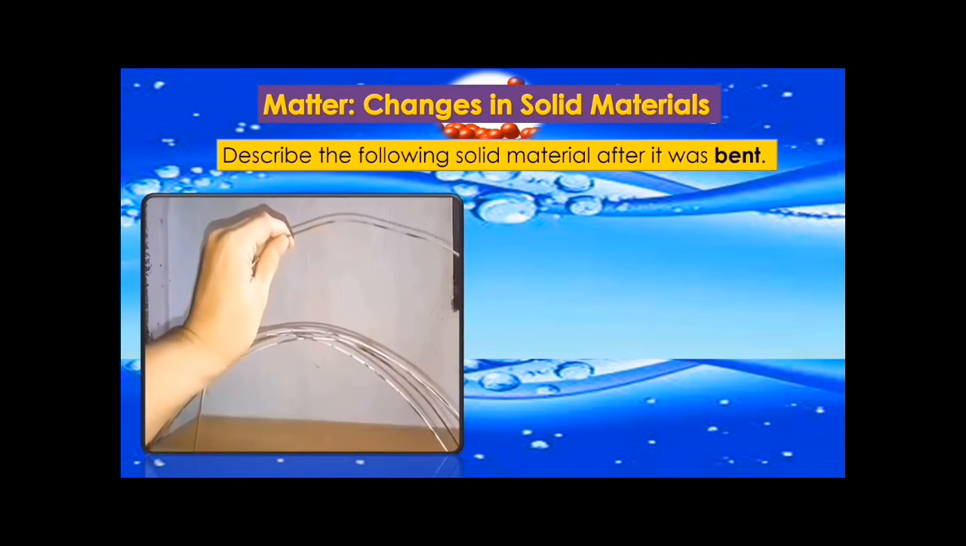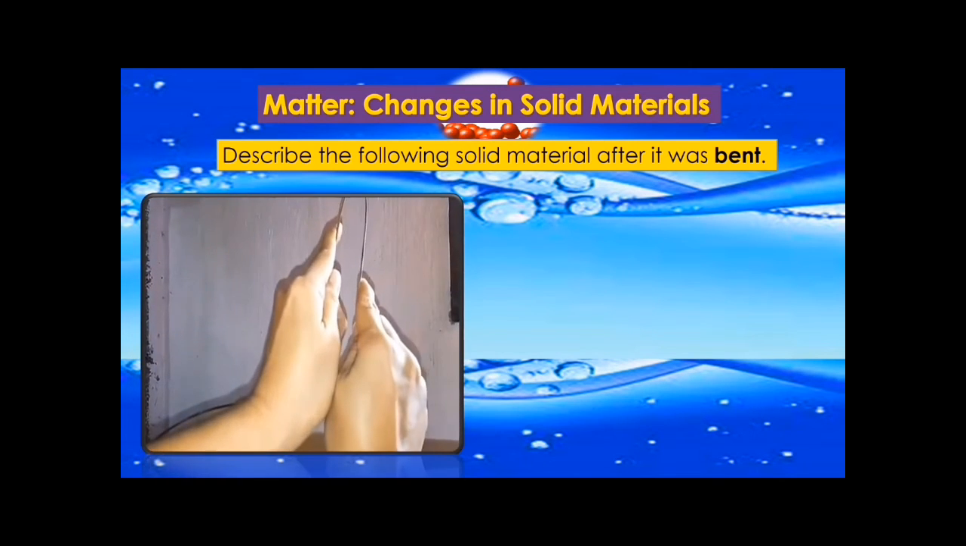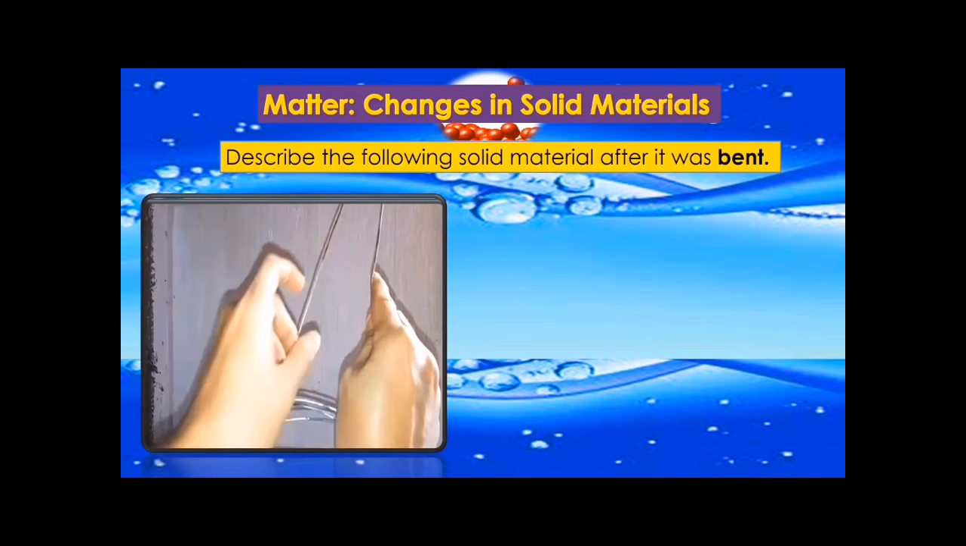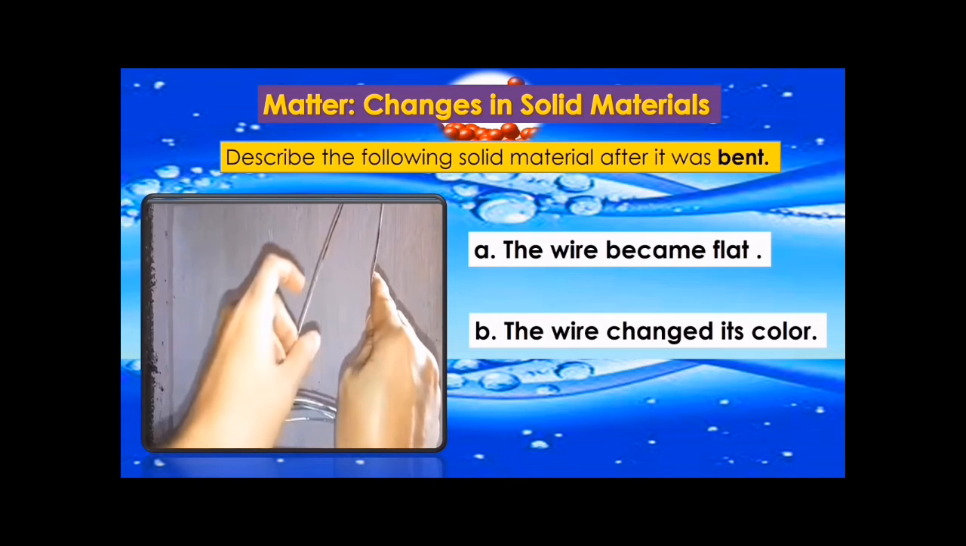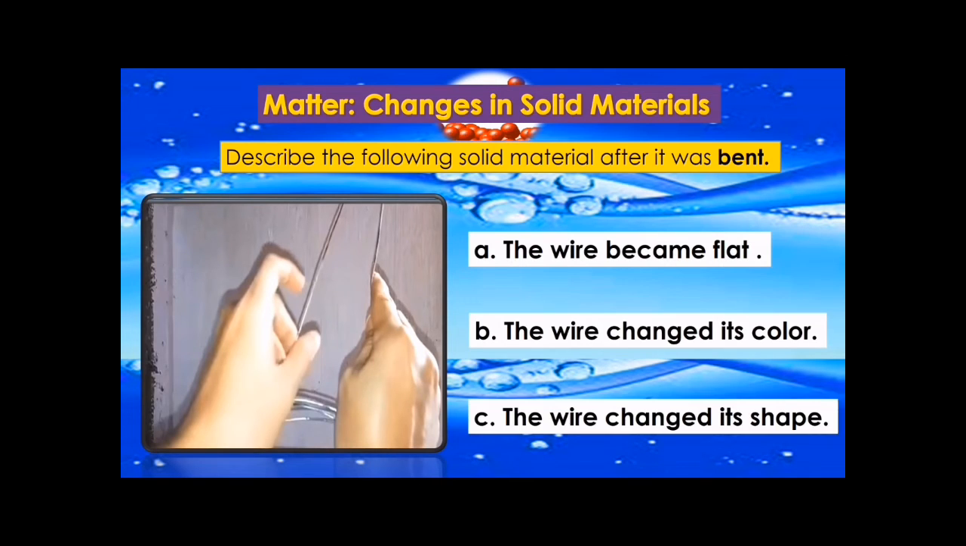Now let's have another challenge for you. Describe the following solid material after it was bent. A. The wire became flat. B. The wire changed its color. Or C. The wire changed its shape. The answer is correct. The wire changed its shape.